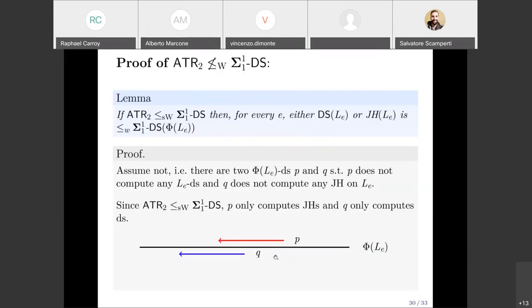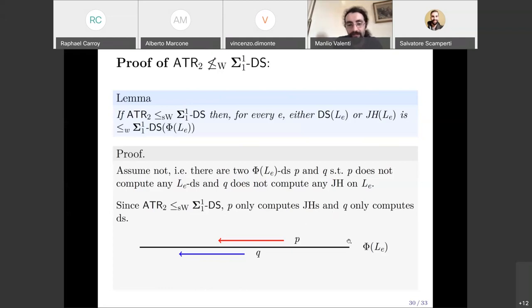You may need, let's say, to swap the roles if you want. So you may need to actually shave off a prefix of P and therefore compute a descending sequence instead. But it doesn't matter, right? The thing I want to show is that at least one of these two things is false: at least either Q computes a jump hierarchy, contradicting this thing, or P computes a descending sequence, contradicting this thing here.